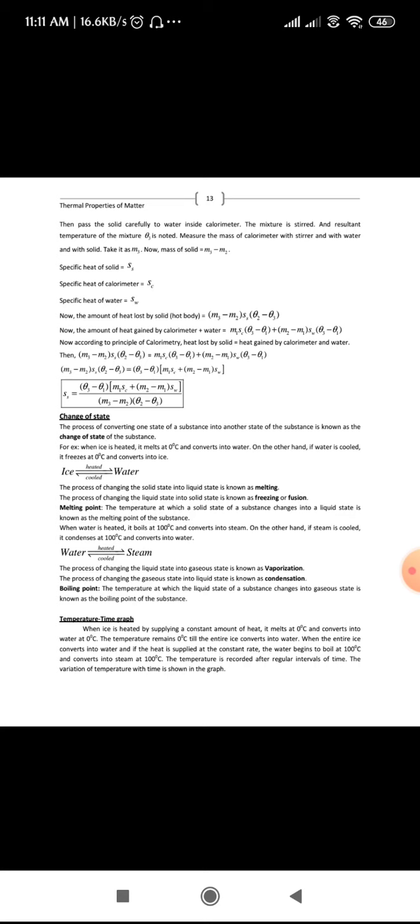As you know, when you take ice and keep on supplying heat to it, the 0 degree Celsius ice gets converted into 0 degree Celsius water. Next, if you keep on supplying heat, the temperature of water reaches 100 degrees Celsius. That 100 degree Celsius water gets converted into 100 degree Celsius vapor. We are going to study this by plotting the graph of temperature versus time.